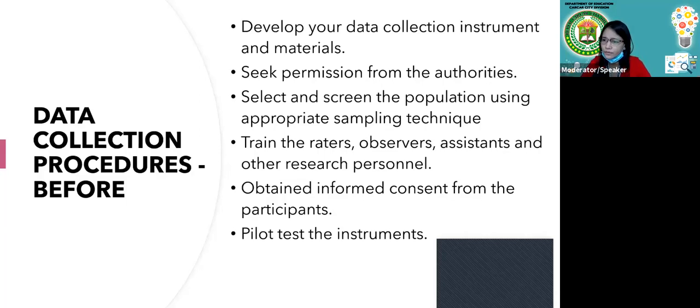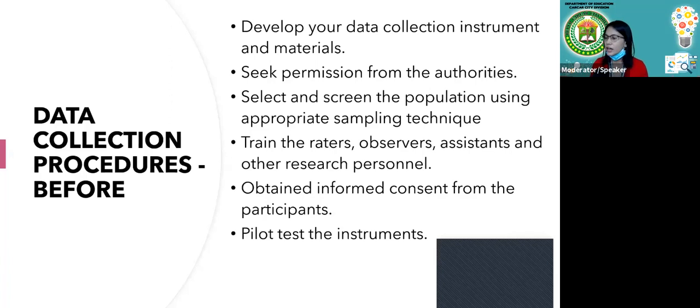Next is you train the raters, observers, assistants, and other research personnel. If you couldn't do it all by yourself, make sure that you train your co-rater, your co-observer, so that you have the same direction and you would be getting the same data. Because of course, if you are not going to train the other rater or the other observer, you might be looking at the same thing from a different perspective.